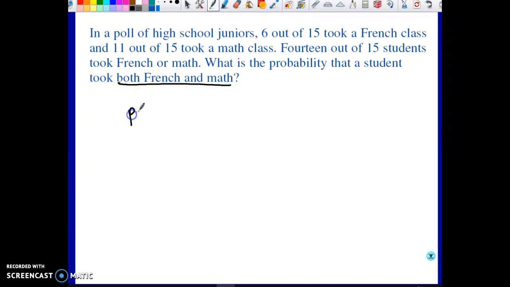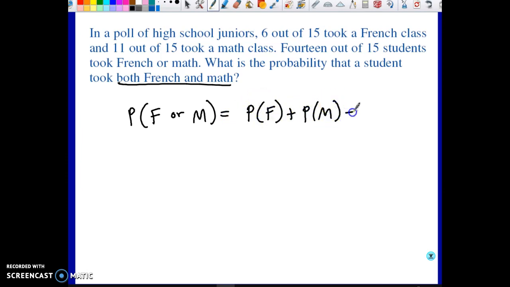So the probability that I took French or I took math should be equal to the probability of French plus the probability of math minus the probability of French and math. So I would be double counting it. What's the probability I took French or math? Well, it says 14 out of 15 took one or the other, excuse me. 14 out of 15 took French or math. What is the probability that they took both?